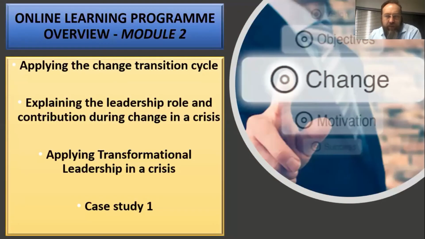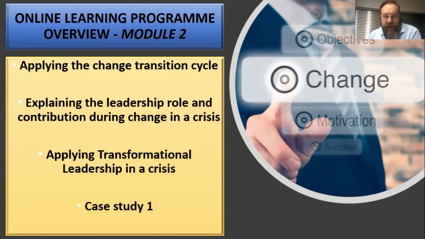Just to give you a quick overview of the outcomes of Module 2, we'll be starting off with the change transition cycle. There are 4 distinct stages that I'd like us to navigate through, and then specifically also to look at the management and leadership roles and responsibilities in navigating learners through these different emotional and psychological states to the most advanced stage, which of course is commitment and acceptance of the change.